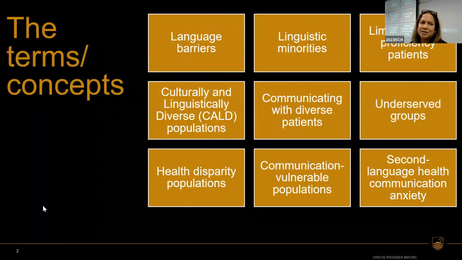For example, with the CALD term that gets used a lot these days, it's quite vague who is included in this term. For example, I'm a migrant. I'm conversant in English. I've been in Australia a long time, so I'm quite used to the health system. On the other hand, I might be on the receiving end of some kind of different treatment or discrimination when I go into the health context. So how do I fit under this term?